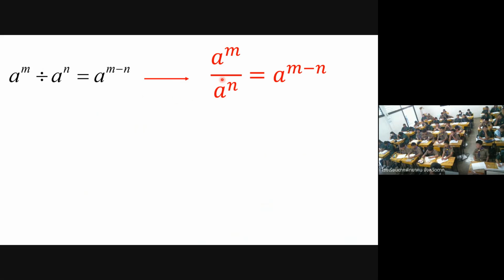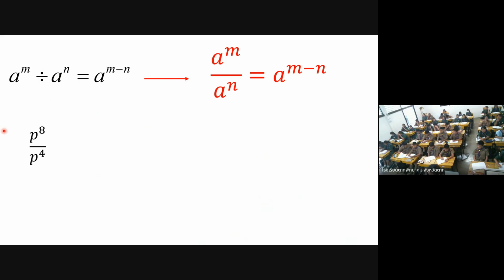Now, remember, this is division, right? And in division, we can write fractions if we're dealing with division. So 8 to the power of m divided by 8 to the power of n is the same as 8 to the power of m over 8 to the power of n. Again, this exponential number can be written into division form. And the rule is the same. That's m minus n. Okay? Let's have some examples.